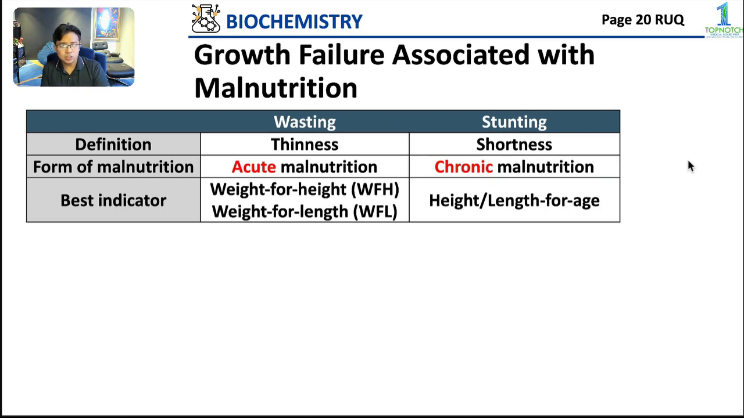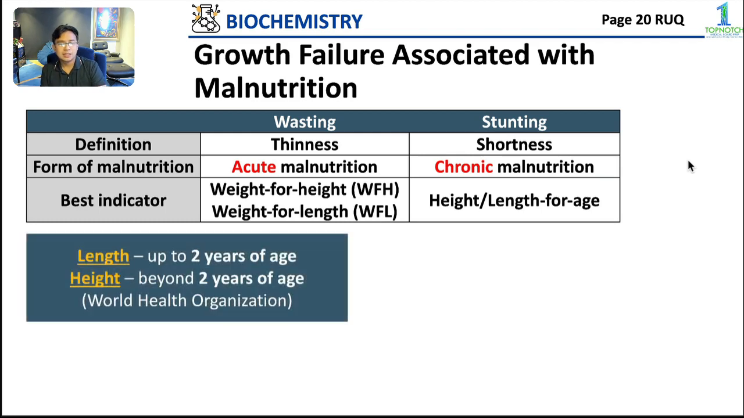Now, the best tool to identify wasting in children is your weight for height or weight for length status. Pero pag stunting naman, ito ay height or length for age naman. Pero kailan ba ginagamit ang ating length? Length is only being used up to 2 years of age, but height na pag 2 years of age onwards.